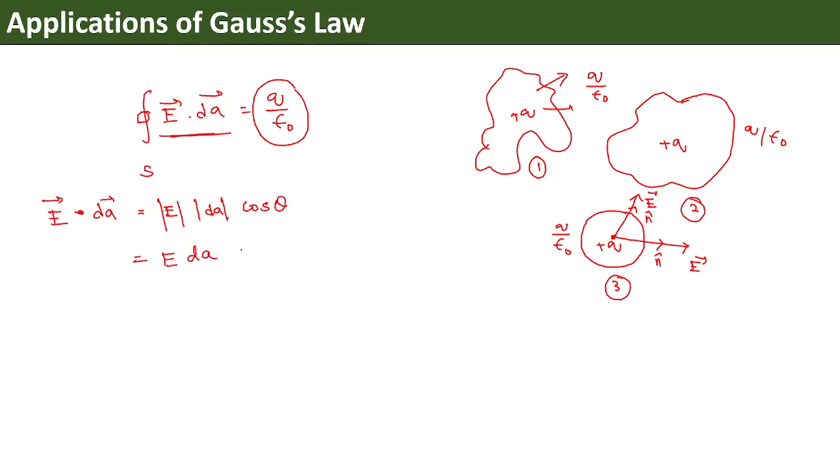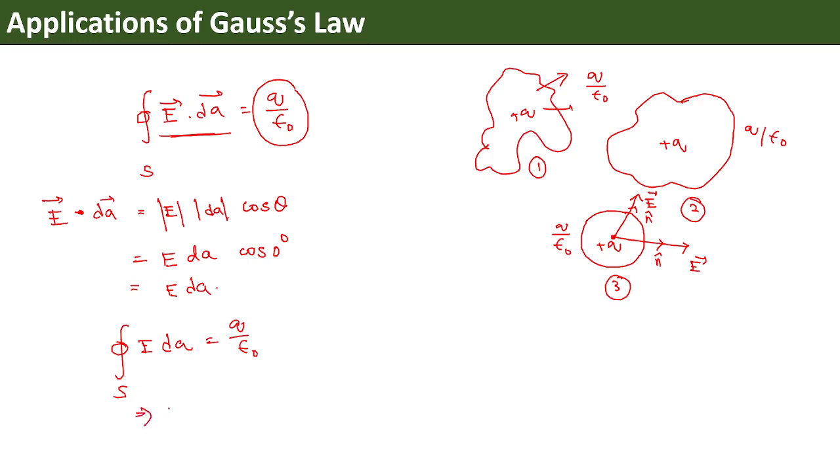So E dA cos of 0 degrees, which is nothing but 1. So this is E dA. If you put this in the integral, instead of E dot dA, you now get E dA. You need not give any vector sign because these are magnitudes now. But of course you have to keep the circle on the integral because this is a closed loop integral. This becomes q upon epsilon naught.